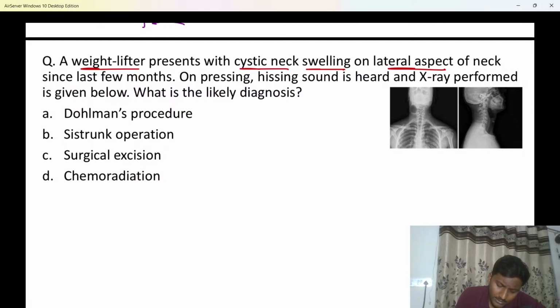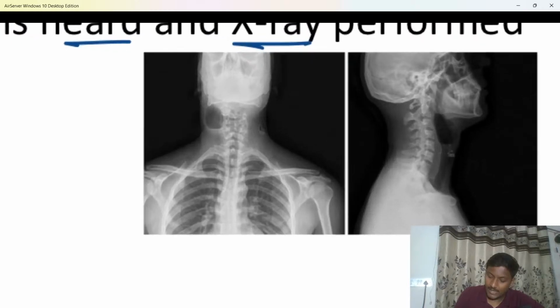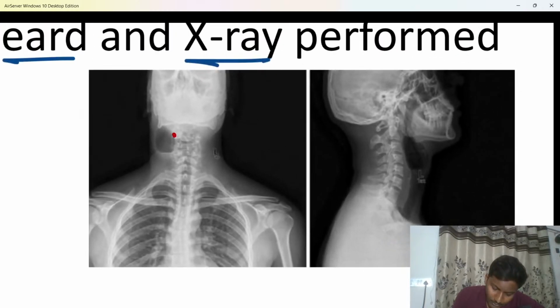Since the last few months, on pressing, a hissing sound is heard. Whenever you press the swelling, this kind of sound comes. An X-ray has been performed, which is given below. What is the likely diagnosis of the patient? What is the X-ray showing? You can see on the X-ray, in the lateral part of the neck, there is a swelling or a sac which is appearing black in color. What appears black on an X-ray, fluid or air?